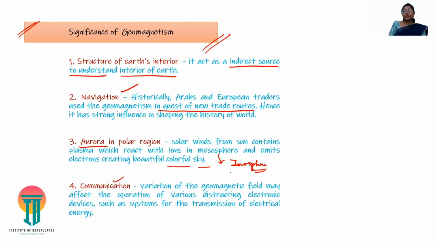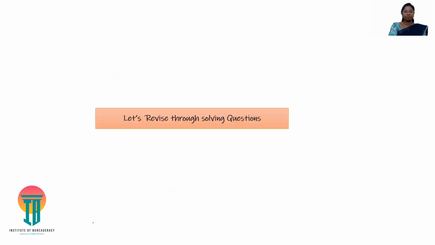Lastly, communication. What happens? The geomagnetic storms are very intense or stronger geomagnetic field lines. What it can cause? It can cause the failure of your electric system or your electric communication networks. So the transmission of electrical energy could be affected. Okay, so these are the most important significance of your geomagnetism.